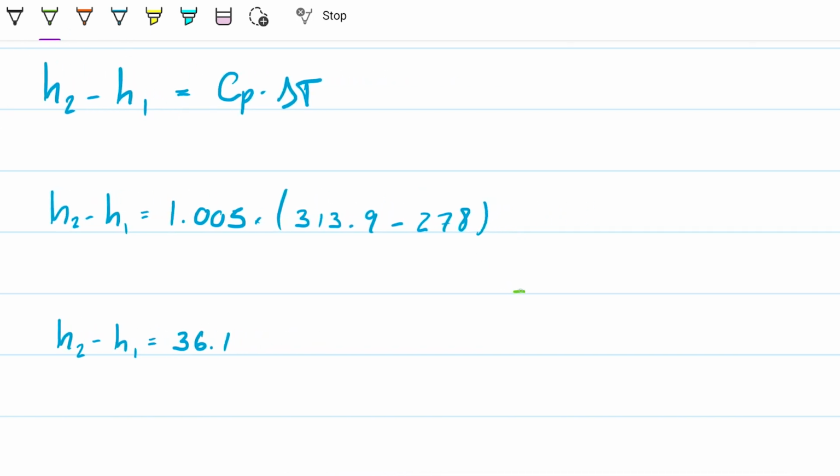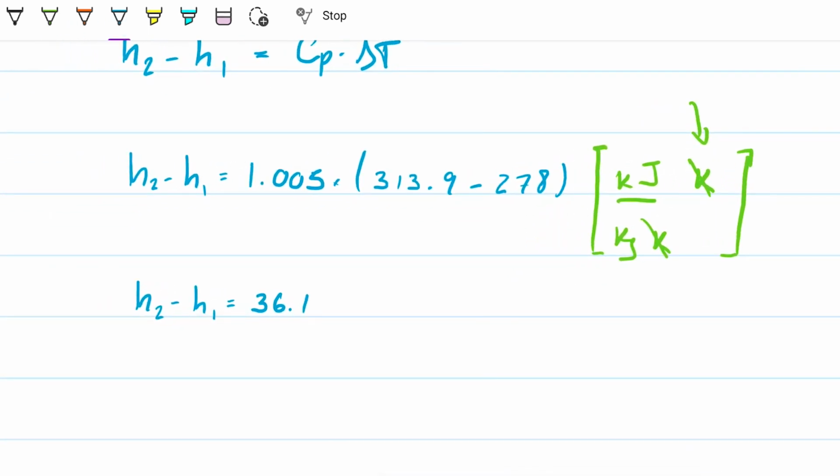Oh, we need to check the unit. We have kilojoules per kilogram per Kelvin on C sub P, and we have Kelvin or Celsius, doesn't matter, on the difference there. So that means that my unit is kilojoules per kilogram. If I'm after velocity, I don't want to leave it like this, right? I want to actually have this in joules. So obviously this is 36.1 times 10 to the third joules per kilogram.